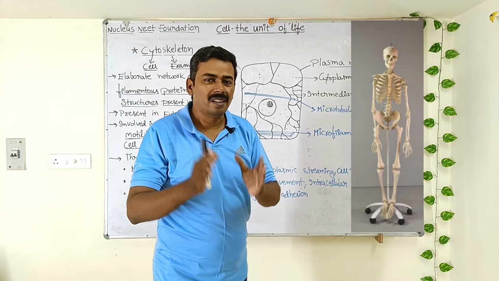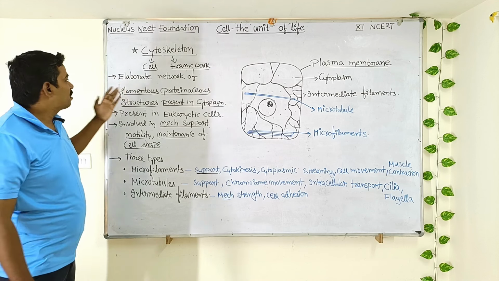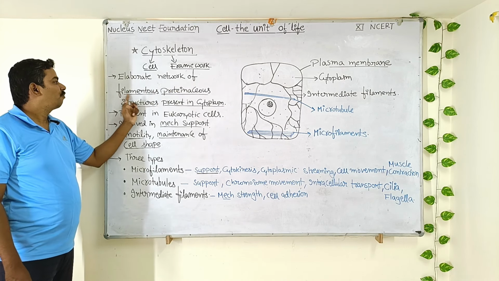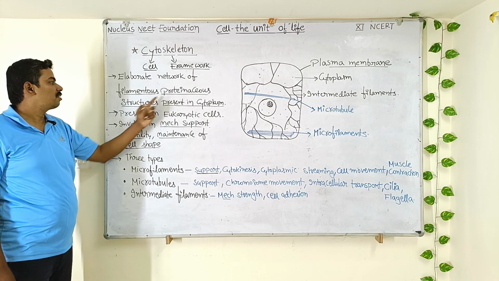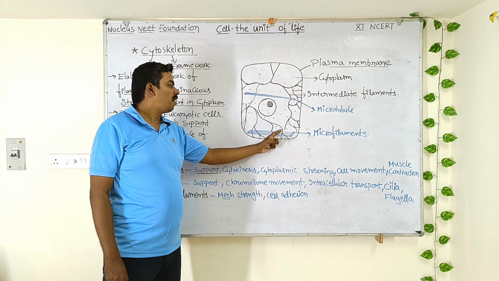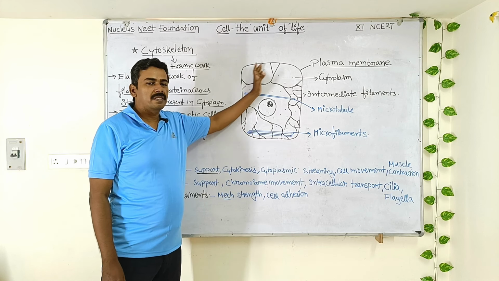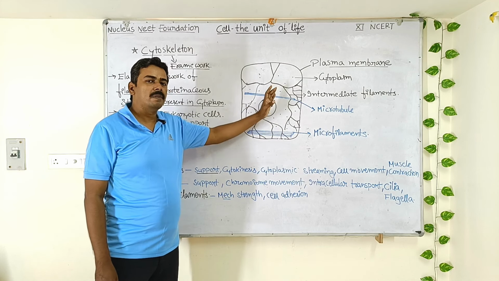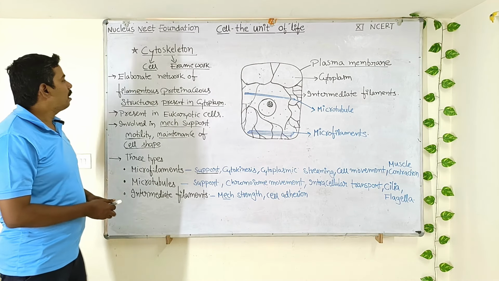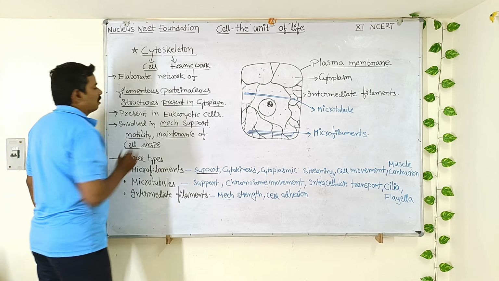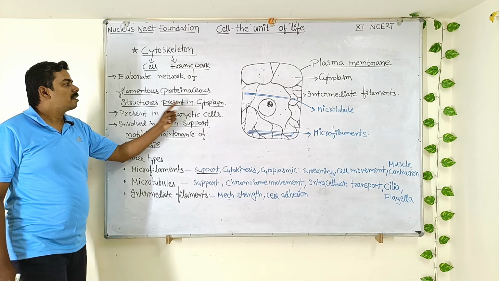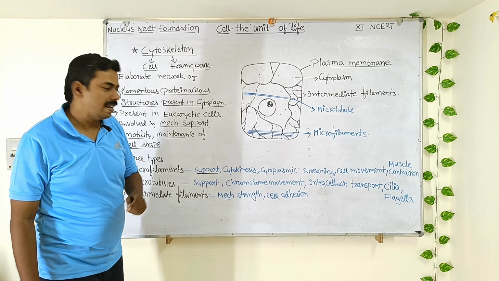Am I correct? Now, NCERT definition says that cytoskeleton is an elaborate network of filamentous proteinaceous structures present in the cytoplasm. So in the cytoplasm, you can see these filamentous structures. They are elaborate. That means they are distributed throughout the cytoplasm in different directions. And they are made up of which material? They are made up of protein. That's why proteinaceous. So elaborate network of filamentous proteinaceous structures present in the cytoplasm is called cytoskeleton.